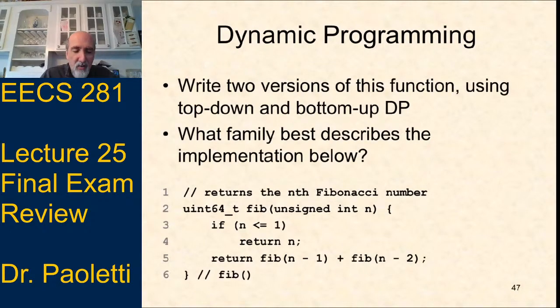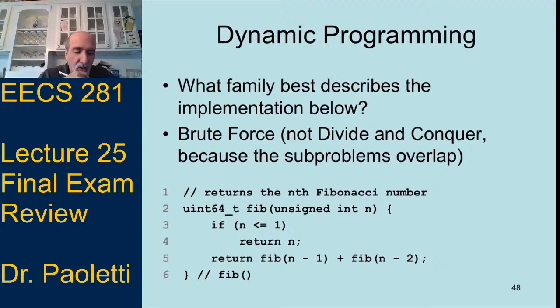Now we've got a question here. So there's this version of Fibonacci. We want to know, what family would we describe this as? This one says solve both subproblems, and it also says write 2 versions of it. And I want to get these in the video so that people can look at them later. So I would call this brute force. You can't call it divide and conquer because the subproblems overlap. It's not greedy. You're not picking the best one first and not changing your mind. It's not DP because it doesn't have a memo.